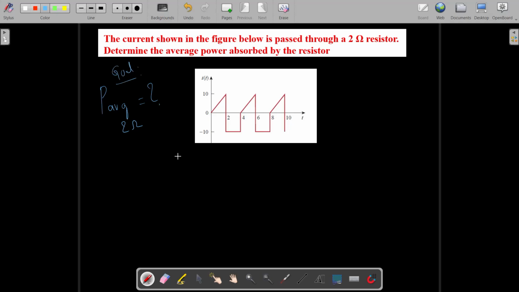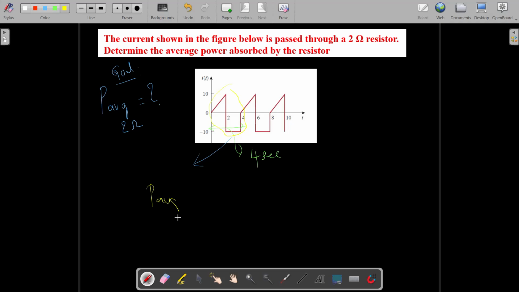Okay, so this is a periodic signal. It's a periodic signal, right? So what is the period? The period is going to be 4 seconds, because this is the portion that repeats, right? This is the portion that repeats every time. So therefore 4 seconds is the fundamental time period.